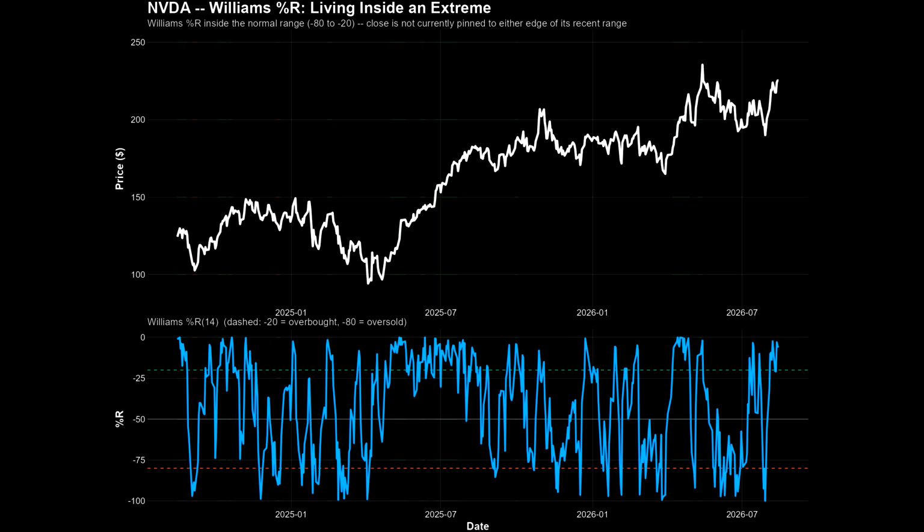By the final month, percent R has settled back inside the normal range, neither pinned to the top nor the bottom of its recent high-low band. A legitimate, unremarkable reading, and a reminder that Williams percent R, like every tool this week, doesn't owe you an extreme signal every single month.